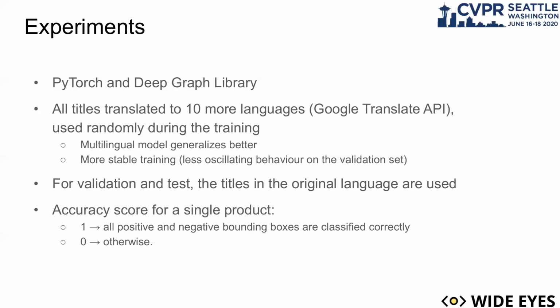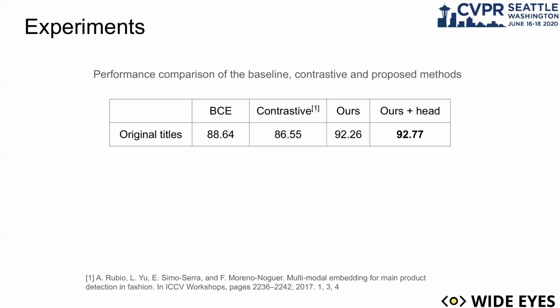And our metric is the accuracy score, which is 1 if all positive and negative bounding boxes are classified correctly. It's 0 otherwise. So I would like to go on with the experiments. These are the results, and I would like to first explain the BC model. It stands for binary cross entropy.